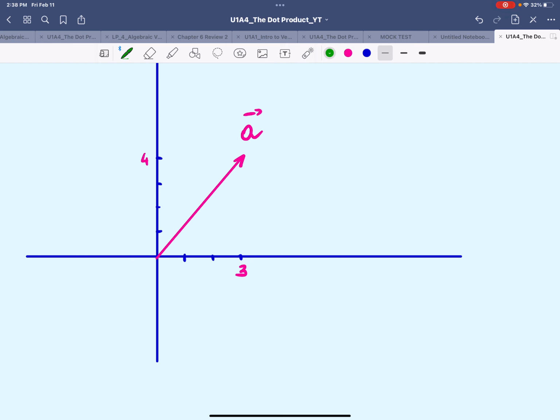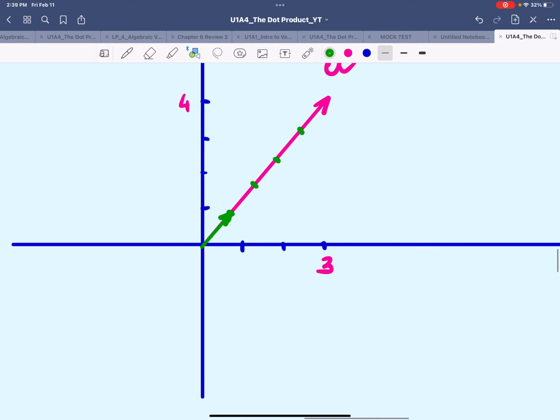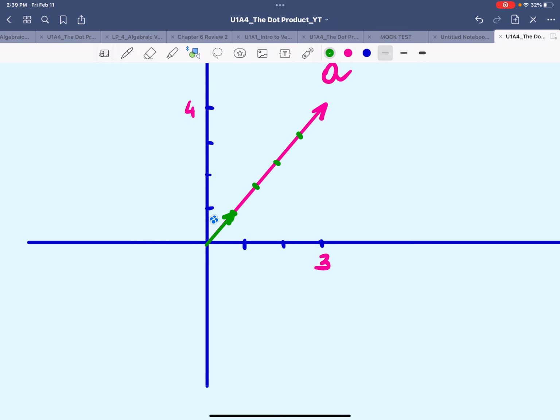So let's divide this into 5 equal parts. So let's see. 2, oh, that's not perfect. So let's try this. 1, 2, 3, 4, 5. So I divided vector A into 5 parts because I want to see how big each part is. So this would be the unit, 1 unit of vector A. So in other words, this would be the little a with a hat.